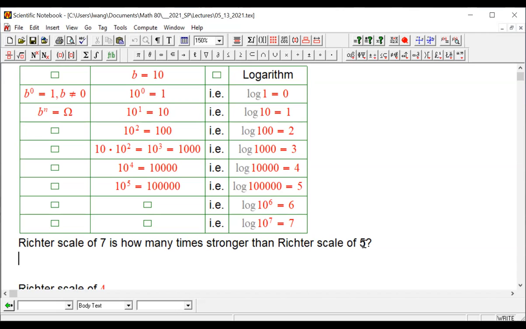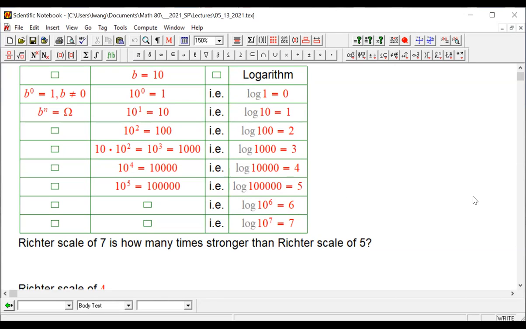Guys, follow me? We know that Richter scale of 7 is 10 times Richter scale of 6, and Richter scale of 6 is 10 times of Richter scale of 5. Okay, so now our question is, the Richter scale of 7 is how many times stronger than Richter scale of 5?